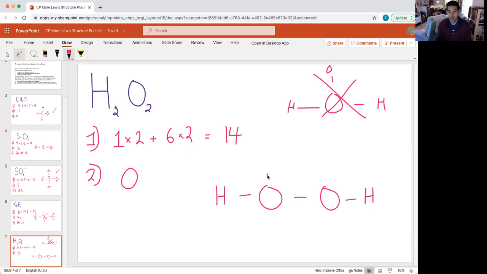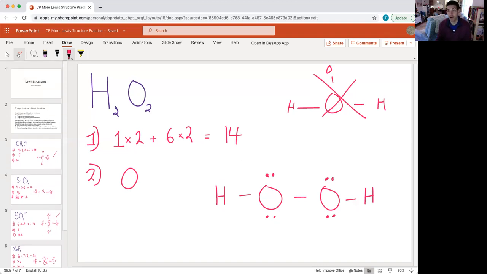Step 4, we add the octets. So we give each oxygen 2 lone pairs. And in step 5, we would double check our count. 1, 2, 3, 4, 5, 6, 7, 8, 9, 10, 11, 12, 13, 14. So just want to show you kind of a unique scenario where we get more of a linear looking structure that can also occur.